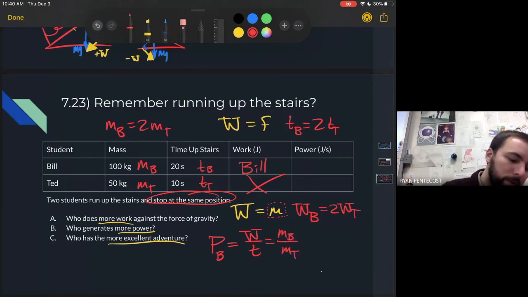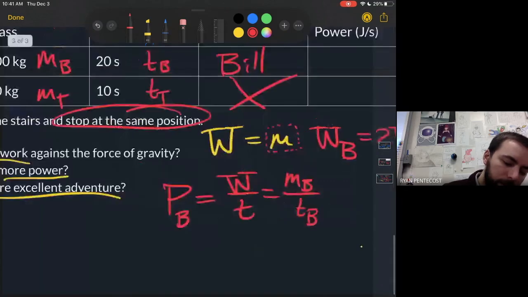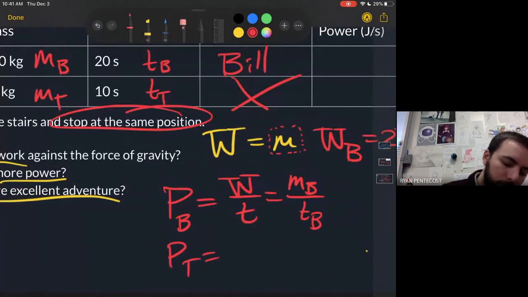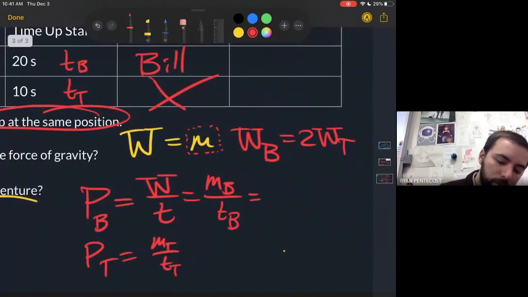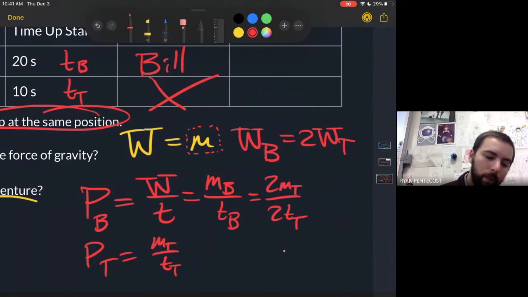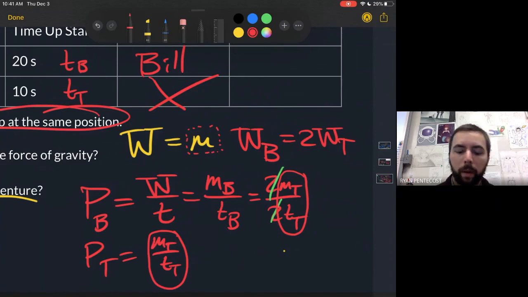I'm sorry, no, that's not right. We have the mass of Bill divided by the time of Bill. And then if we look at the power of Ted, we would have the mass of Ted divided by the time of Ted. Those are the comparison points. So if we put everything in terms of Ted, this would be 2 times the mass of Ted divided by 2 times the time of Ted. But those 2's will cancel, and it looks like Bill and Ted generated the same amount of power.